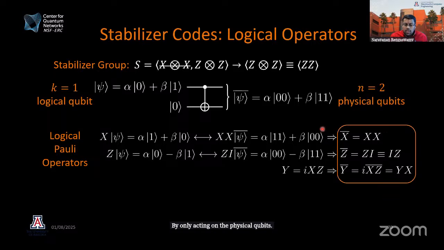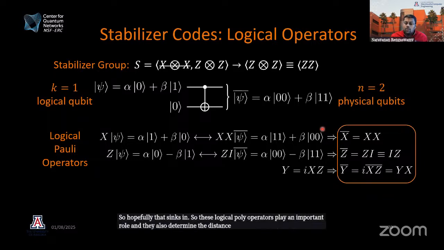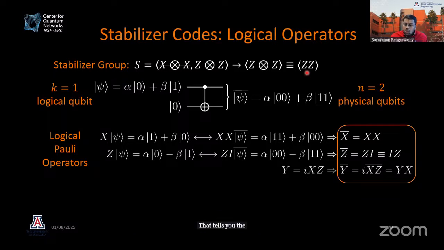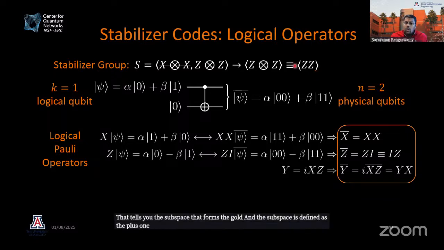So hopefully that sinks in. So these logical Pauli operators play an important role, and they also determine the distance of the code. So they are quite important. So for any stabilizer code, you will have a stabilizer group that tells you the subspace that forms the code. And the subspace is defined as the +1 eigenspace of the operators in the group. And once you have identified the subspace, you find an encoding map, an encoding circuit that encodes the k logical qubits into n physical qubits.